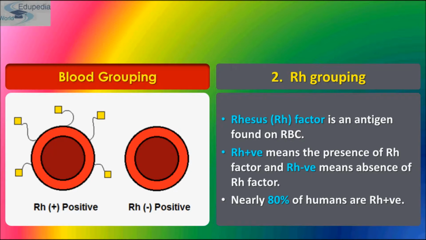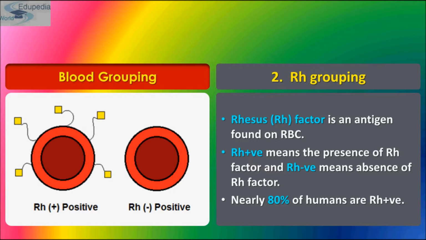Depending on the race, 85 to 99% of the white population have this rhesus antigen, and they are called Rh positive. Others who do not have this factor are known as Rh negative. Rh positive is always dominant over Rh negative. Okay, please note that.